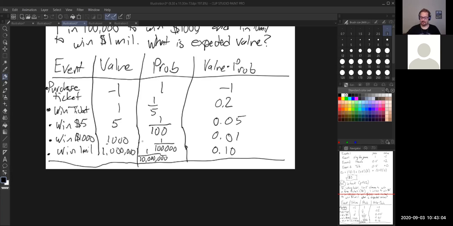So in this case, this one is a little bit easier to calculate than what you'll be doing for your theme one projects. For the theme one projects, you're going to be designing the gambling games. You're going to have to determine what the probability is. In this one, it's given directly to you. So take, for example, winning $5 has a 1 in 100 chance, so the probability is 1 out of 100.